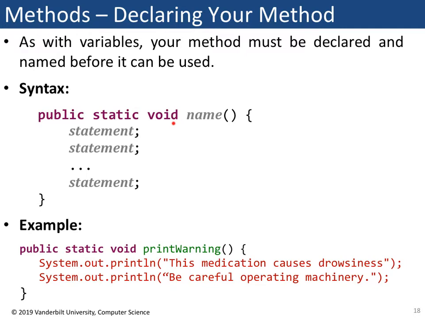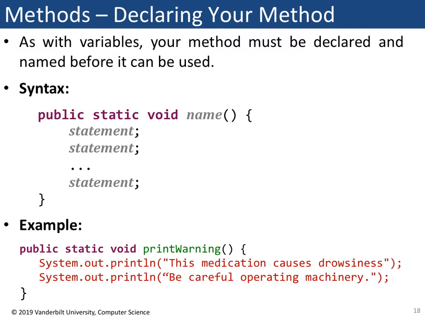The word void here means that nothing will be returned. So when we were dealing with methods in the Math class, they returned values. This method that we're going to be declaring is going to print something to the screen, but it's not going to return any values. So a method which does not return a value is void. Then we have to give our method a name. As with any identifier, we need to have names which are informative and contribute to the overall readability of the program.